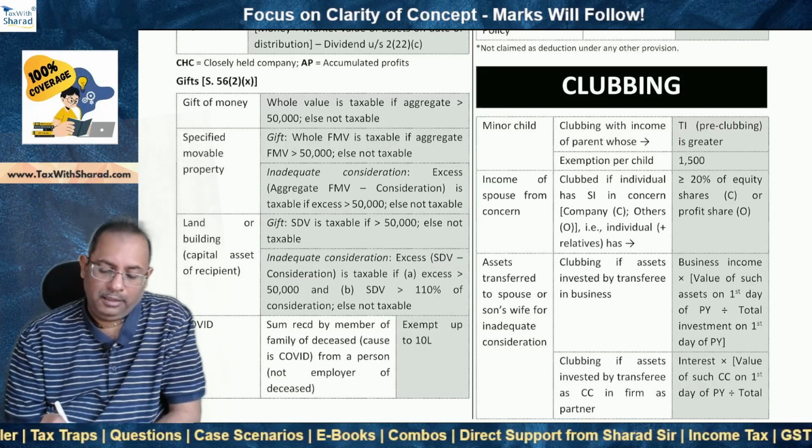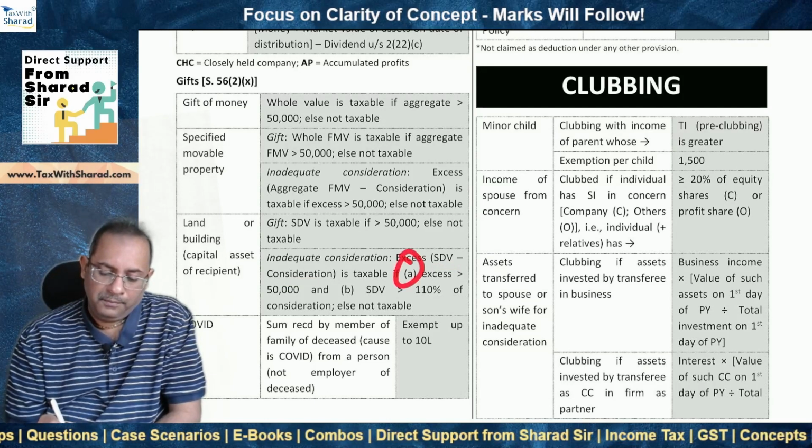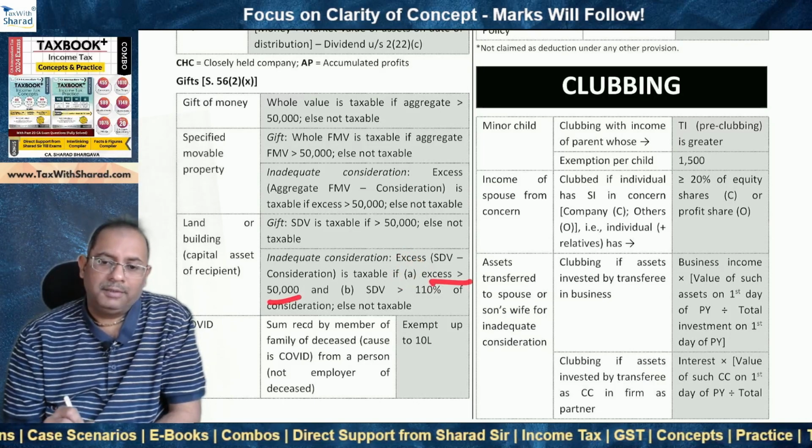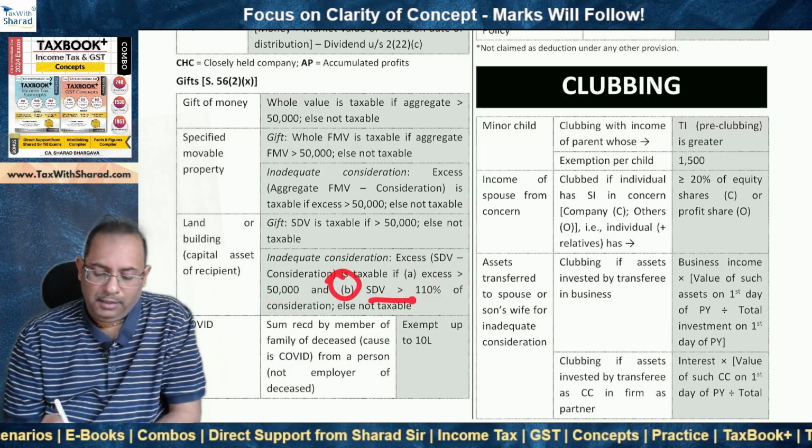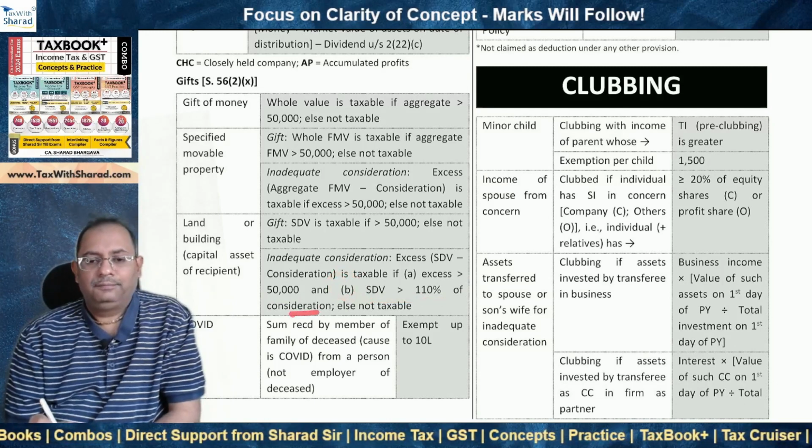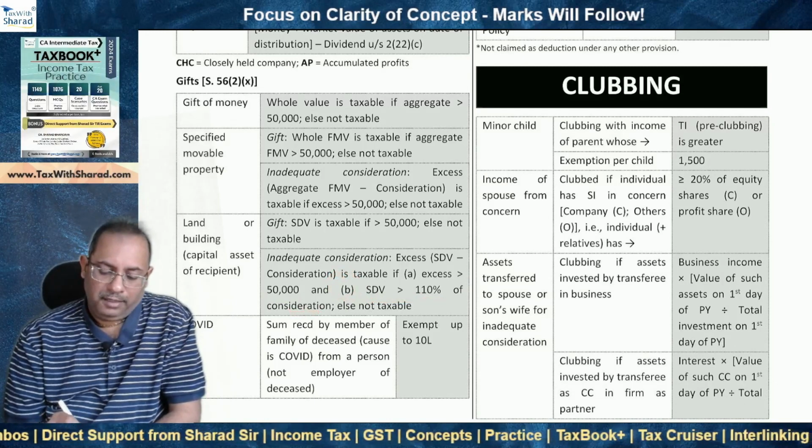So that is the excess. Excess is taxable only if two conditions are satisfied. Number one, (A) excess is more than 50,000, and (B) SDV is more than 110% of consideration. If this is not satisfied, then it is not taxable.